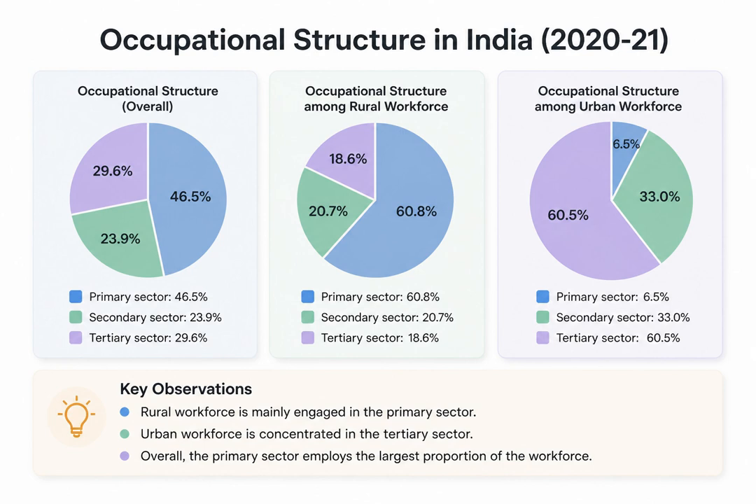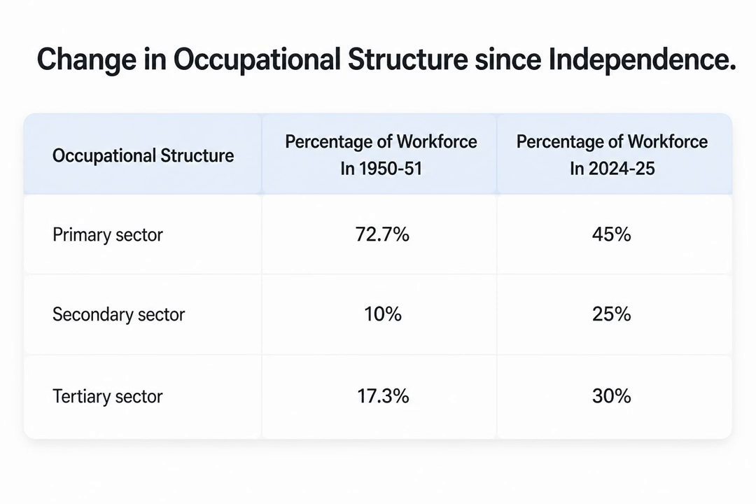To understand how our economy has evolved, we must look at the change in occupational structure since independence. In 1950-51, a staggering 72.7% of India's workforce was engaged in the primary sector. Fast forward to 2024-25, and that number has dropped significantly to 45%. Where did those workers go? They moved to the secondary and tertiary sectors. The secondary sector's share of the workforce grew from just 10% to 25%, while the tertiary sector expanded from 17.3% to 30%.